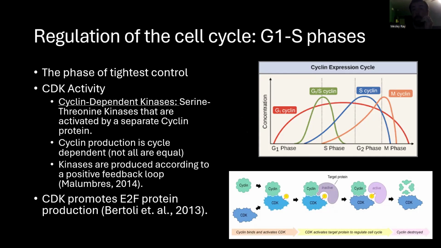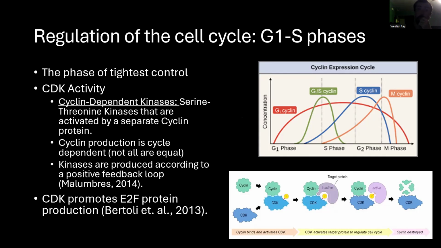Cyclin production is cycle dependent, so there are different types of cyclins that are produced that help to guide the cell through the different phases: GAP1, S phase, GAP2, and even through mitosis itself. Okay. Kinases are produced according to a positive feedback loop. The more we make of them, the more we make of them, assuming that they're being used correctly and assuming that there's not other problems going on with the cell. Okay. CDKs, cyclin-dependent kinases, are going to promote E2F protein production. I'll get into what E2Fs are in a little more detail in a minute, but they're basically transcription factors for growth and development.